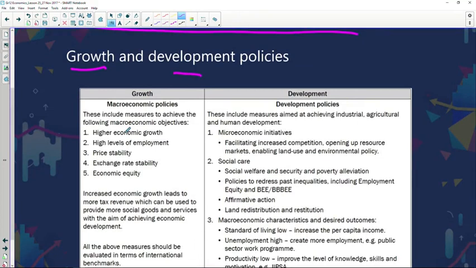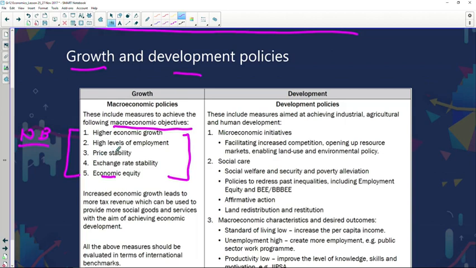So these are the macro objectives. Please do know them. They're very important to know. The fact that we want to have higher economic growth, high levels of employment, price stability, exchange rate stability, and also economic equity. So we call these the macroeconomic objectives because we want to have higher economic growth and we want to see our economy growing, hence it falls under growth.